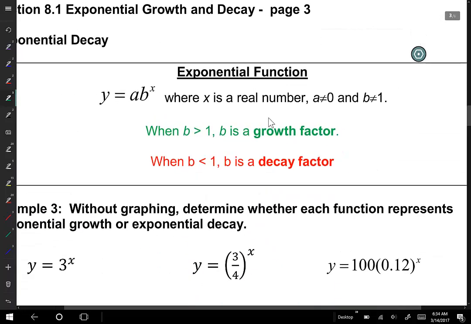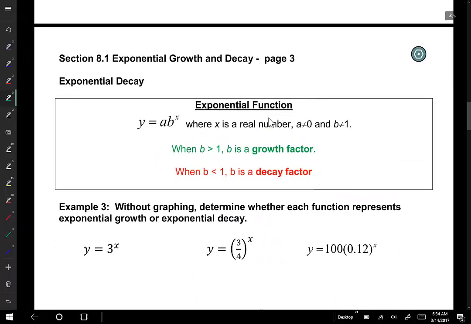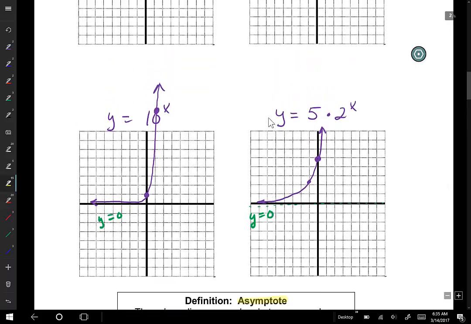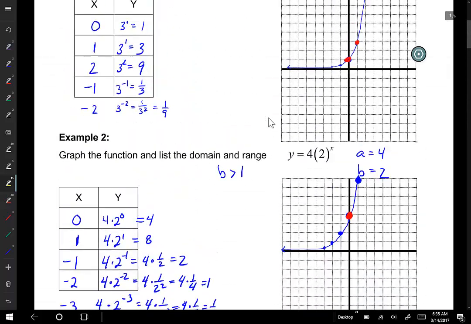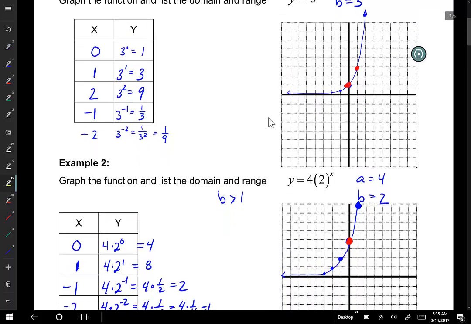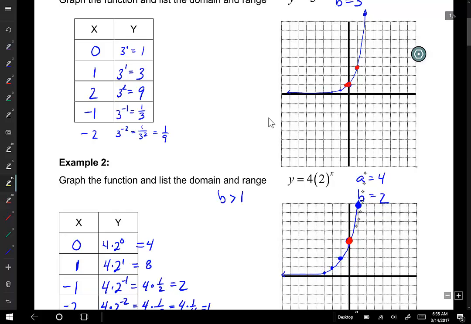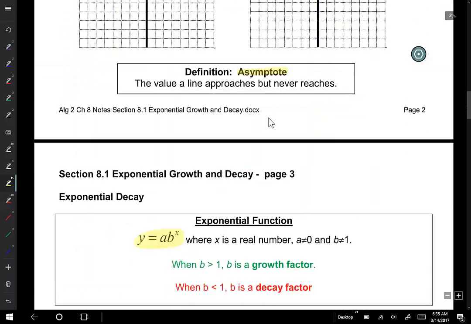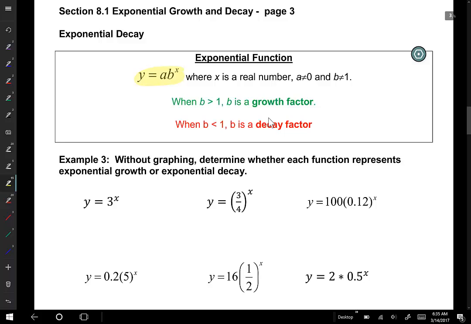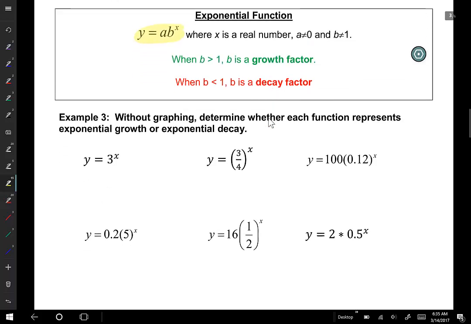Let's look at our next page. This next page talks about exponential decay, and we just want to identify the difference between exponential growth and exponential decay. We're still talking about the same function, y equals a times b to the x, where if b is greater than 1, b is a growth factor, and if b is less than 1, it's a decay factor. All of our problems on the original situation, if you'll notice, all of our values of b were greater than 1. And so these are examples of exponential growth, where the curve is going to be going up to the right. Exponential decay, in comparison, the graph will start high, and then it will go down to the right. And so this is an example of exponential decay.